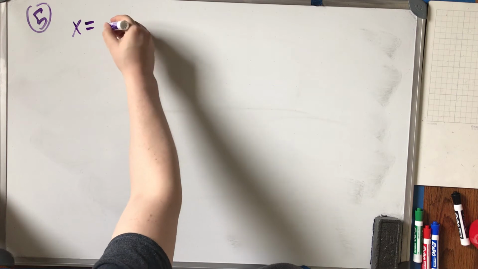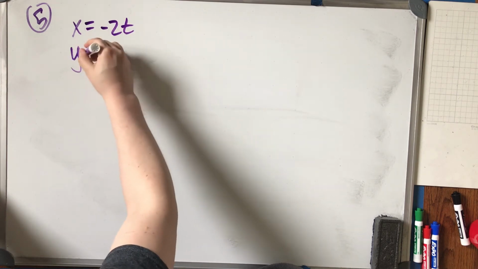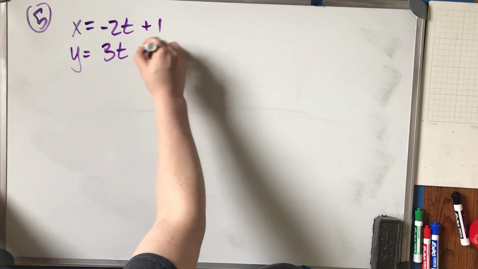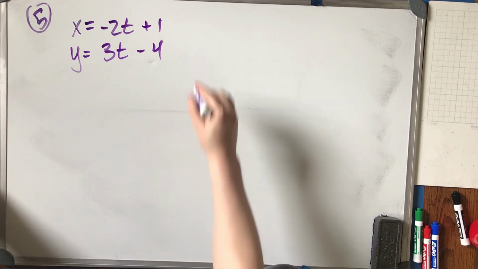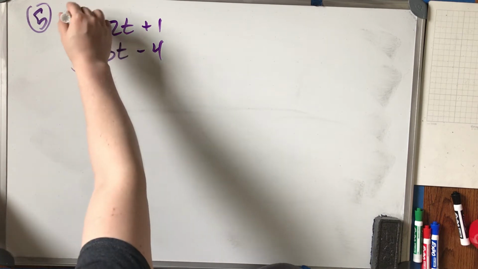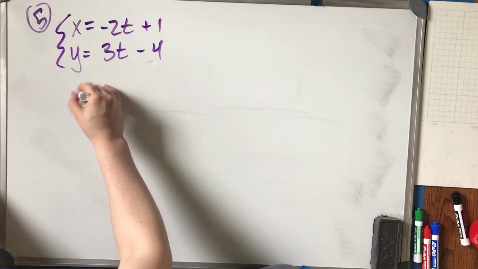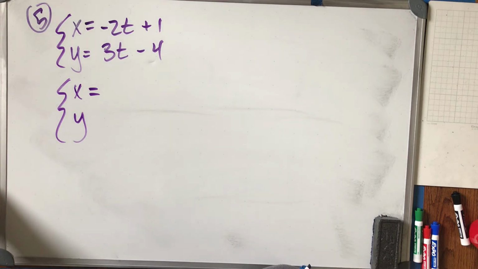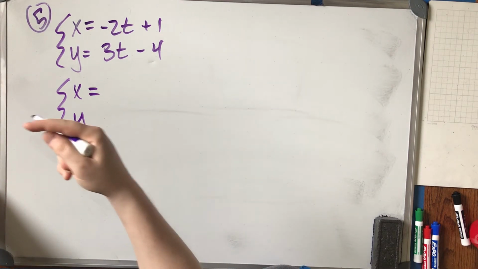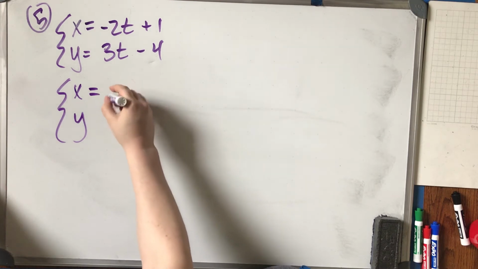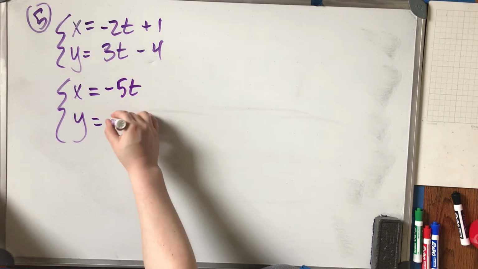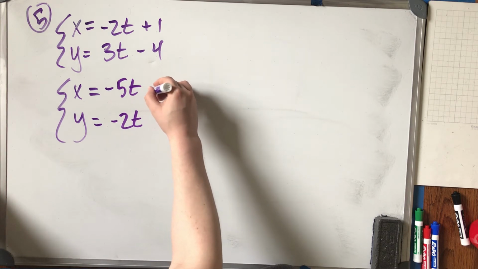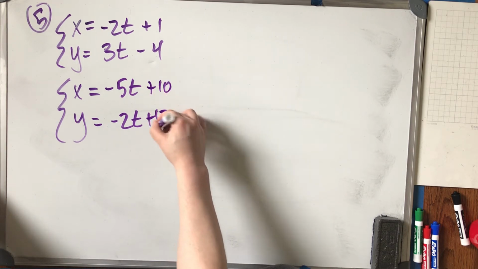So west is a negative x direction, and north is a positive y direction, and their starting point was 1, negative 4. So that's the first person. The second person's equations are going to start at 10, 13. They're moving 5 feet west and 2 feet south. So I'm going to have negative 5t and negative 2t, and then the starting point, 10 and 13.